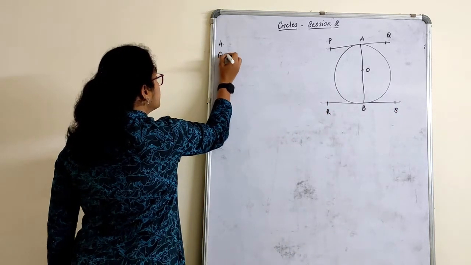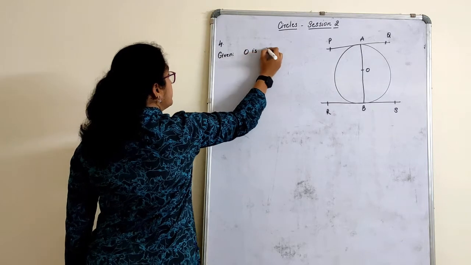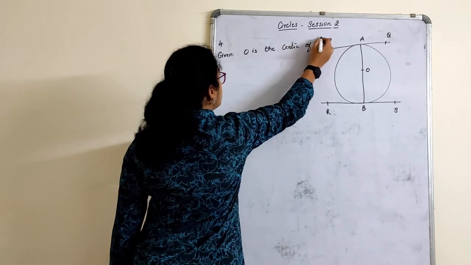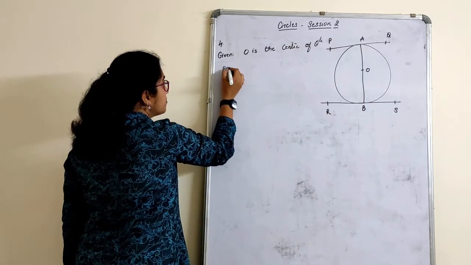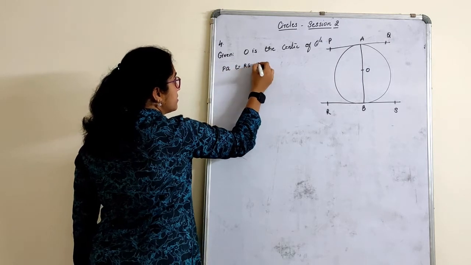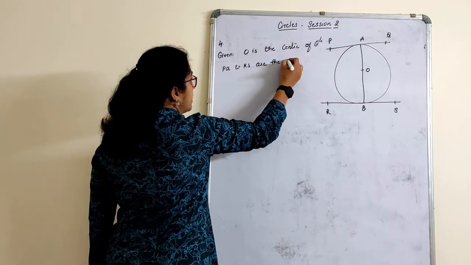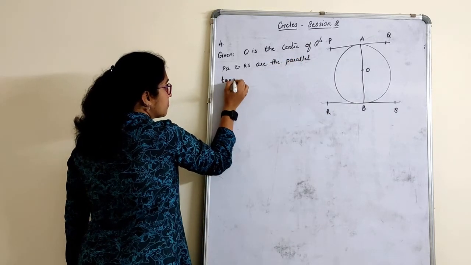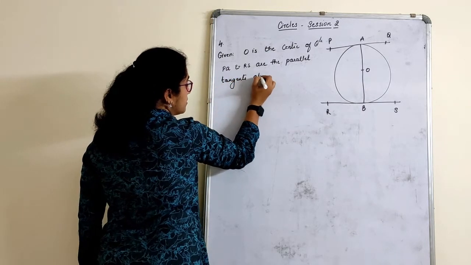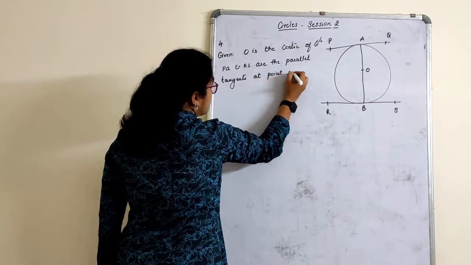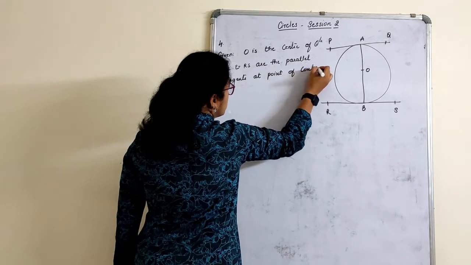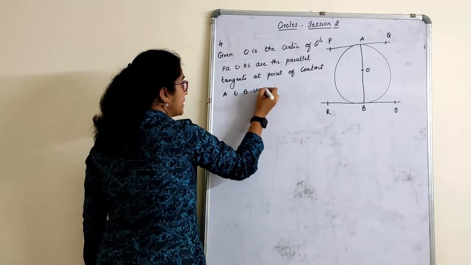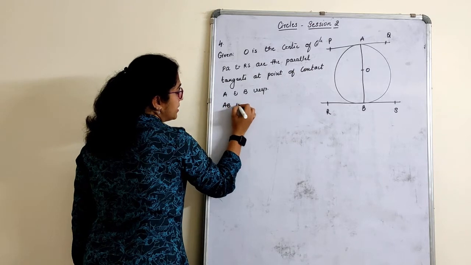Okay, given: O is the center of the circle, PQ and RS are the parallel tangents at points of contact A and B respectively. AB is the diameter.